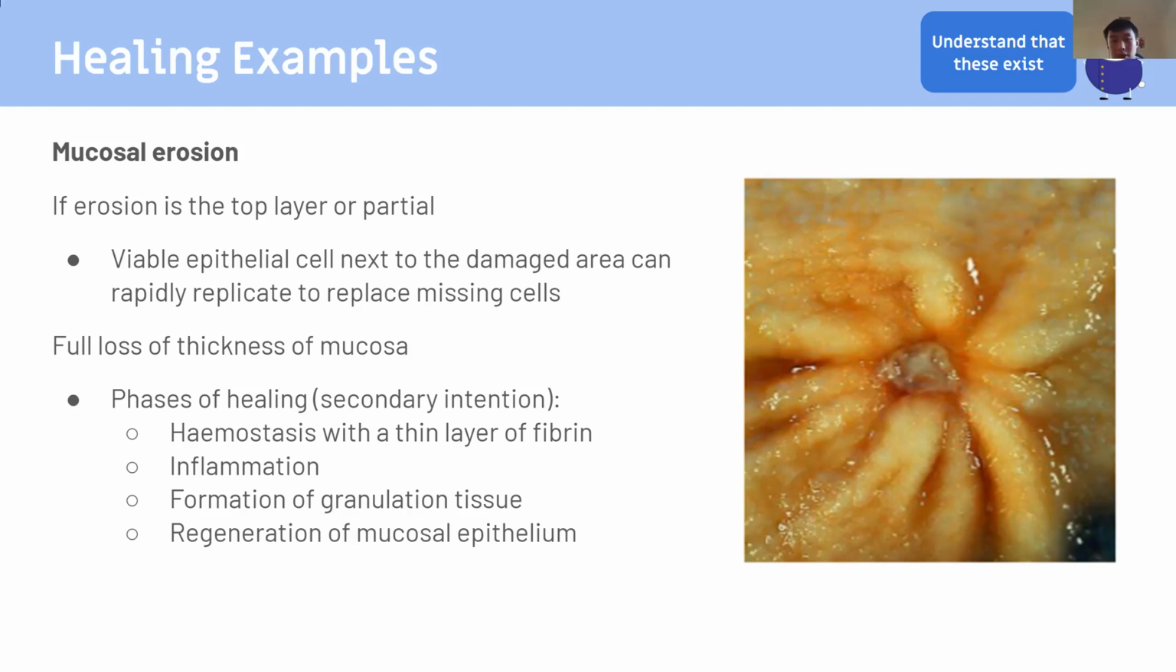But if it goes a bit deeper through your stomach, through the full thickness of the mucosa, which is basically the wall of your GIT, then you will need secondary intention healing, where you have hemostasis, inflammation, granulation tissue, and regeneration of the mucosal epithelium. So basically the same as before. Basically, if it's a clean cut, first intention. If it's a bigger wound, then it'll be second intention.